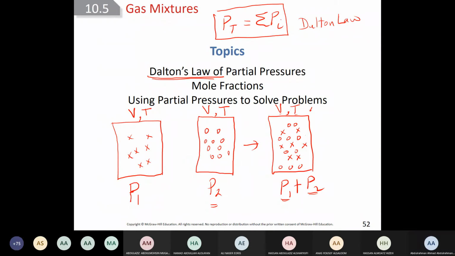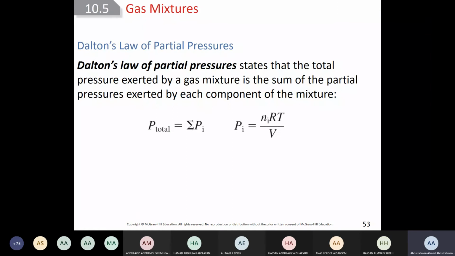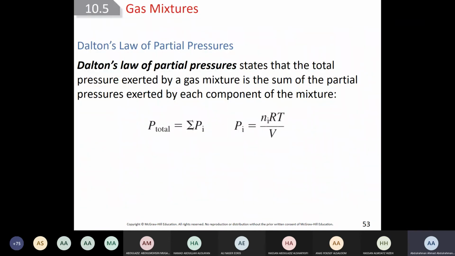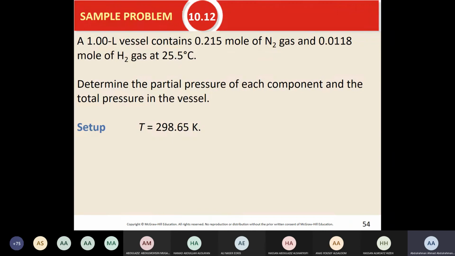How easy? Very easy. Now we know that. So this is Dalton law, as I said, and it's very simple: P total equals P1 plus P2 plus P3 plus whatever gases you have. That's why it's the summation of the Pi.